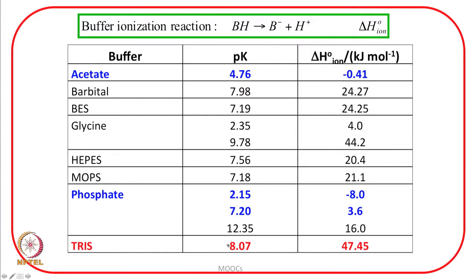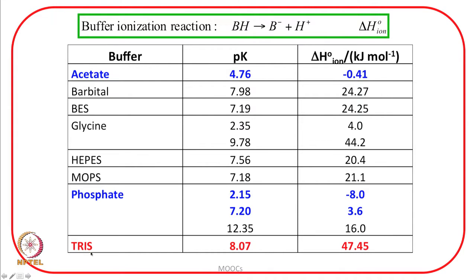TRIS has been a very popular buffer in spectroscopic experiments. Literature is full of spectroscopic experiments in which the solutions have been prepared in TRIS buffer. But as I mentioned earlier, when we are doing spectroscopic experiments, whether it is fluorescence spectroscopy or UV visible spectroscopy or any other kind of spectroscopy, we are not concerned with the amount of heat liberated or absorbed. So, the enthalpy of ionization may not affect much in the spectral measurements.